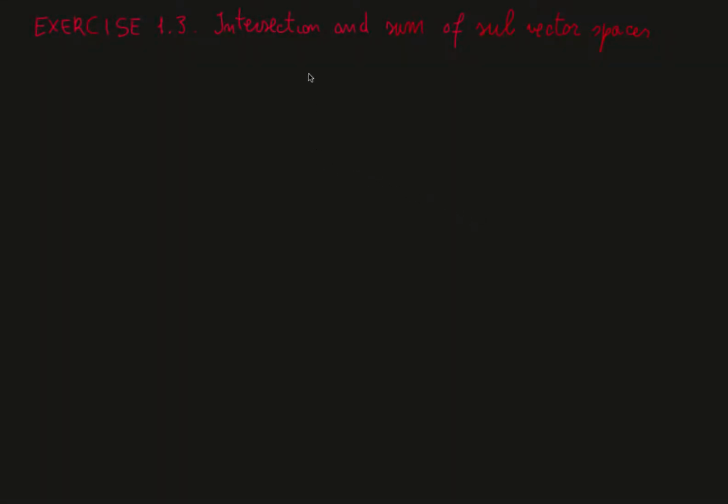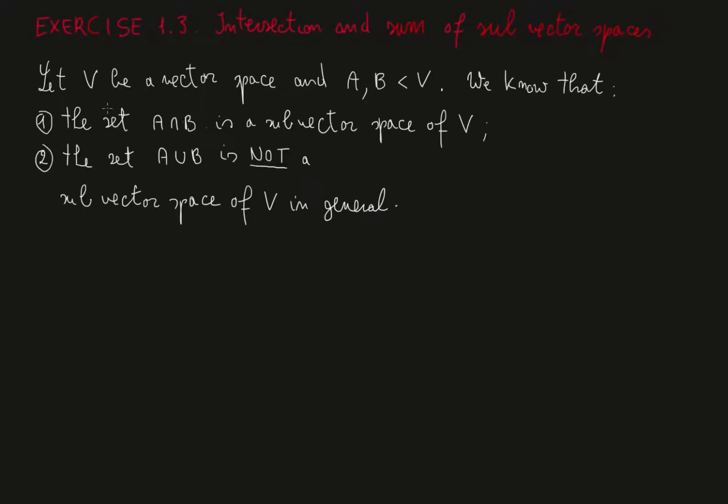Let's talk about intersection and sum of subvector spaces. These are two well-known statements that we already mentioned in the lectures. So if V is a vector space and A and B are two subvector spaces, then we can consider A and B just simply as sets, and as such we know that the set-theoretic intersection of A with B, so A intersected with B, is always a subvector space of V.